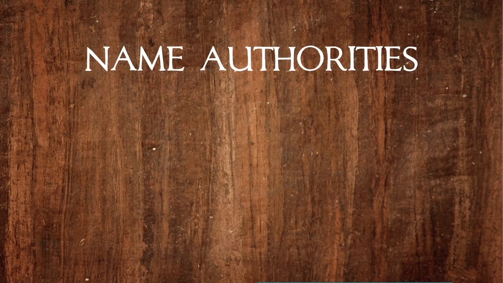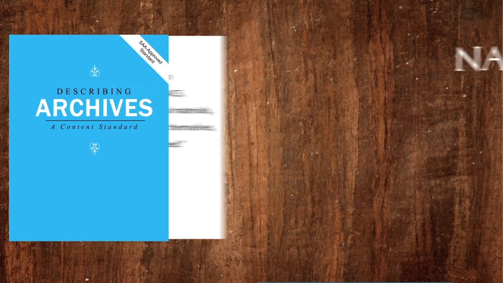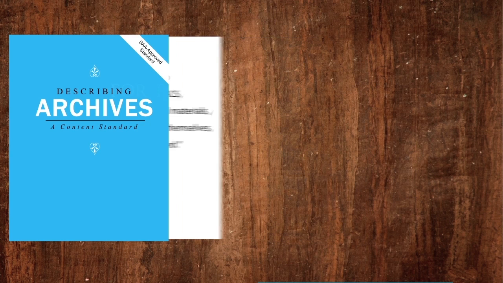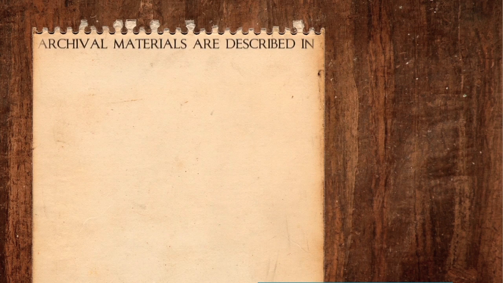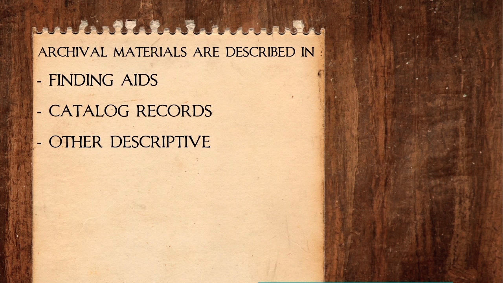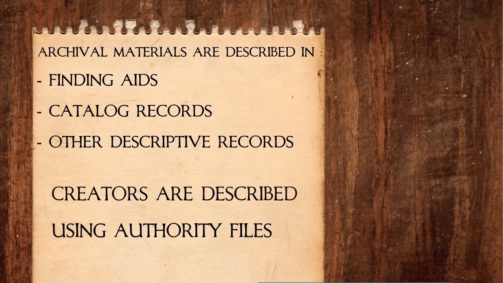This training will describe how to do initial name authority work. According to Principle 8 of DAX, the creators of archival materials as well as the materials themselves must be described. While archival materials are described in finding aids, catalog records, and other descriptive records, creators are described using authority files.